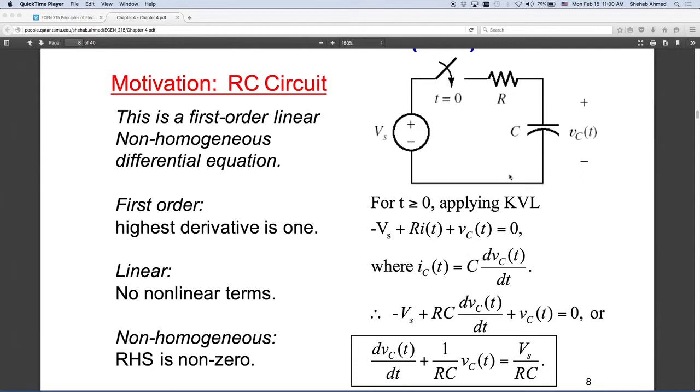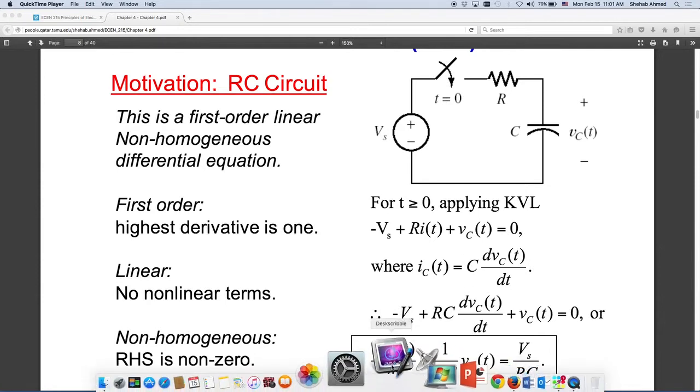So going from this node, they went around the loop, and they saw that they went through the Vs from minus to positive, so it's minus Vs, and then current was flowing. They assume current is flowing in this direction because they defined the polarity of the voltage across the capacitor. The capacitor is a passive element, right? If you define the polarity this way, that means current is flowing from the positive to the negative terminal, since it's a passive element.